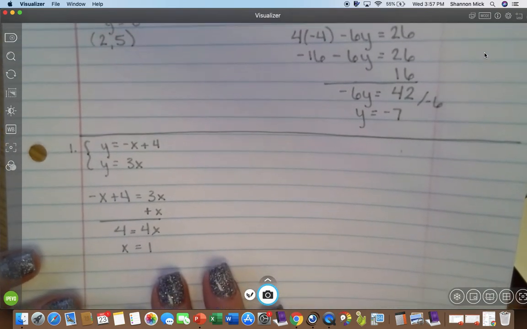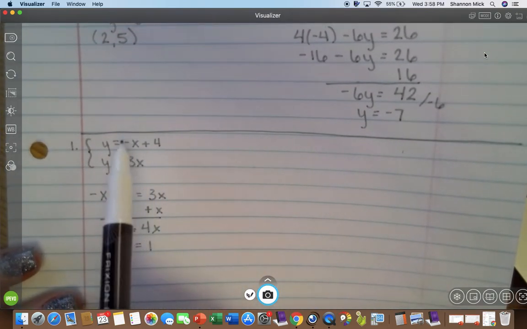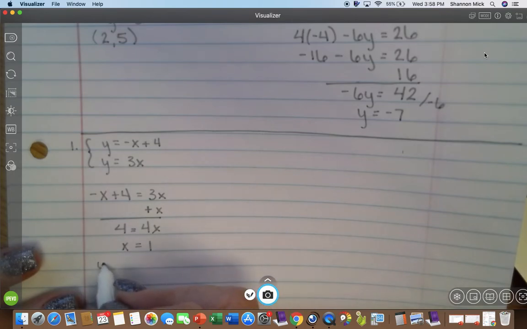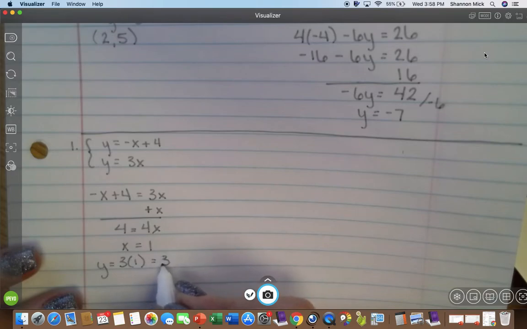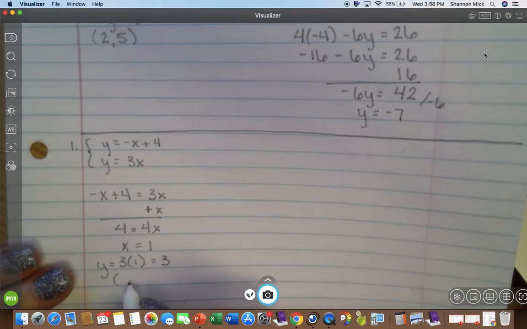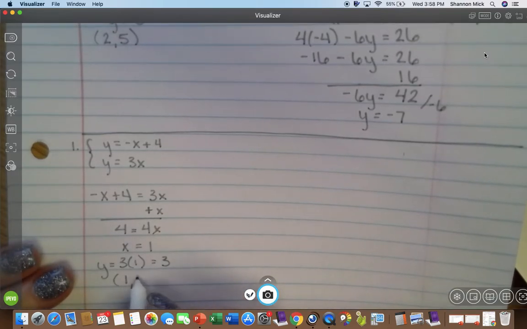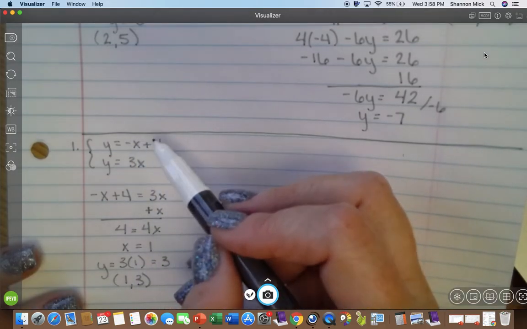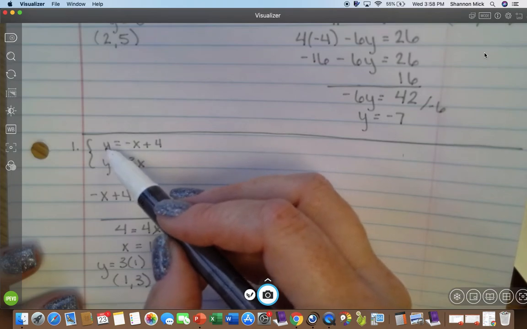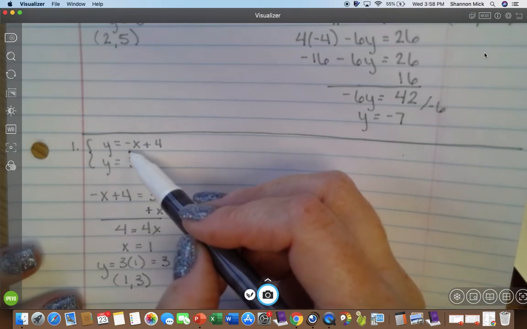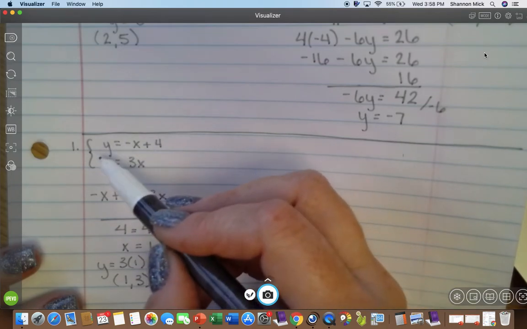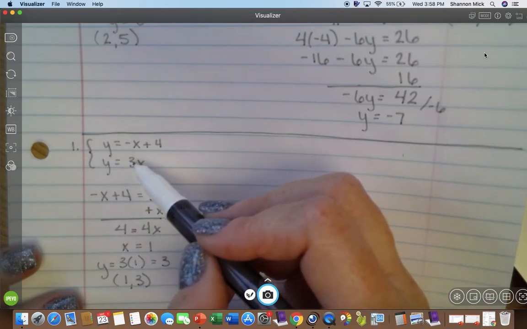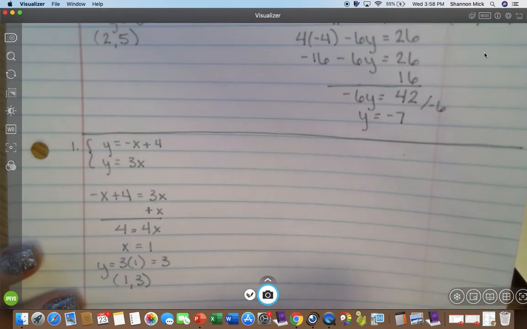And then I take it and substitute it back in, and I'm going to substitute it back into the second one this time because I think that looks a little easier to do. But it's really not hard either way. So I got x equals 1 and y equals 3. And if I plug it back into the original, x is 1, y is 3. So that means 3 equals negative 1 plus 4, which would be 3. Or 3 equals 3 times 1, which would be 3.